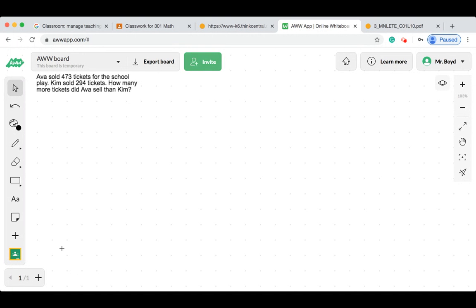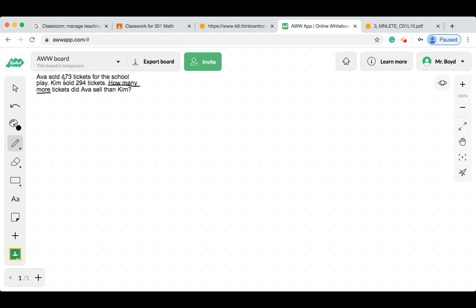So our problem says, Ava sold 473 tickets for the school play. Kim sold 294 tickets. How many more tickets did Ava sell than Kim? Now, one of our keywords that we want to look for is how many more. So I know that I am going to be comparing. And when we're comparing, we often subtract.